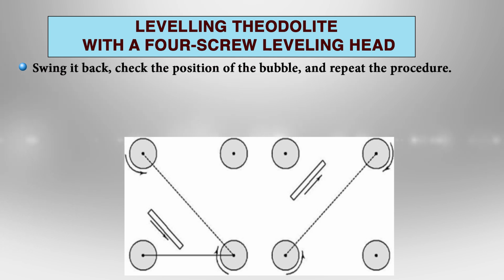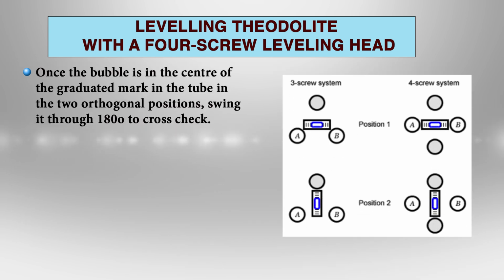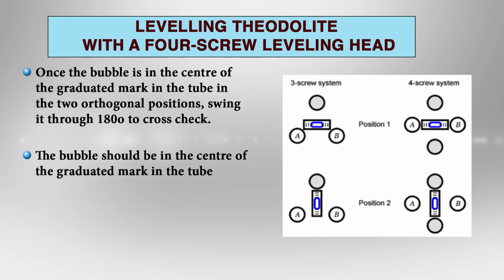Swing it back, check the position of the bubble and repeat the position. Once the bubble is in the center of the graduated mark in the tube in 2 orthogonal positions, swing it back to 180 degrees to cross check. The bubble should be in the center of the graduated mark in the tube at all positions.